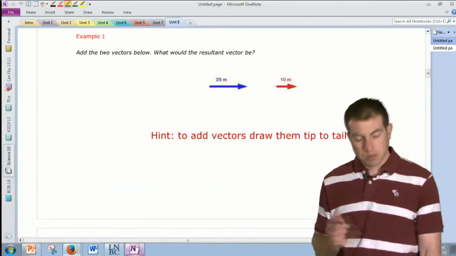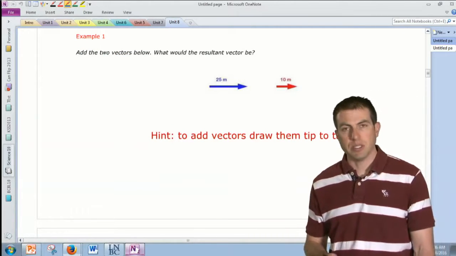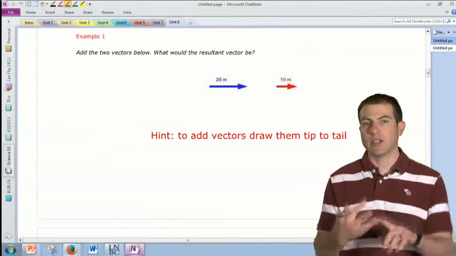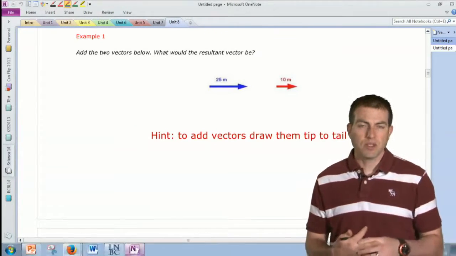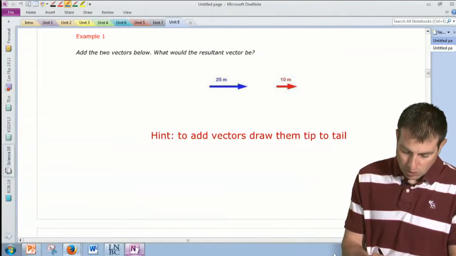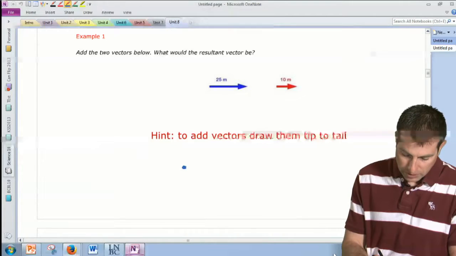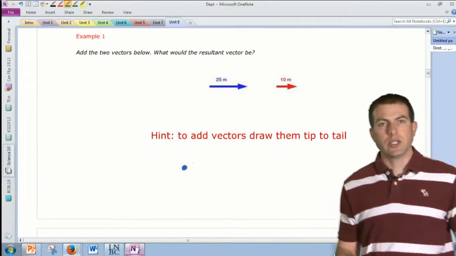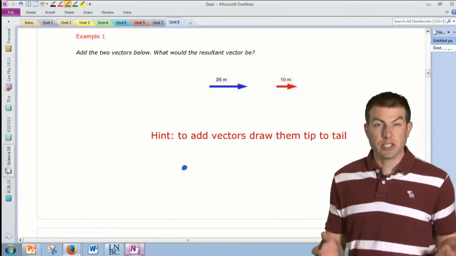So add the two vectors below, what would the resultant vector be? We've got a lot of vocab happening here. We've got things like magnitude, vector, resultant, things you've never really heard in this context before, but it's really straightforward. So if I have my starting point here, this is where I'm starting. And basically this question is written in terms of a picture instead of words.